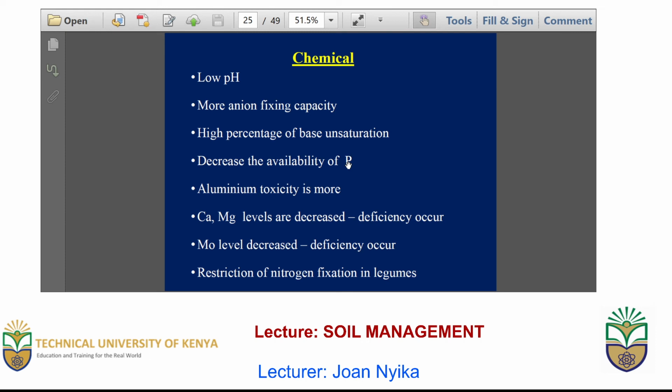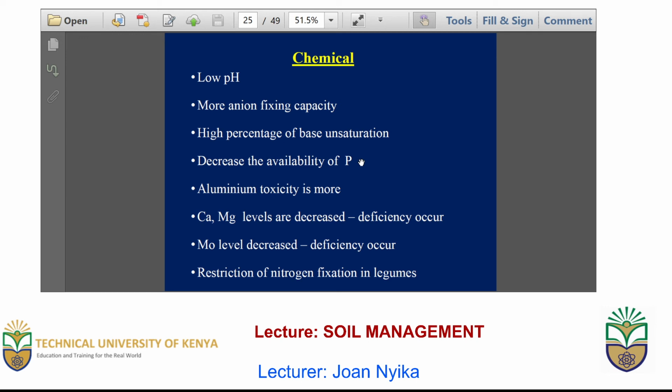There is also what we refer to as aluminum toxicity as a result of high acid soils. In this case, it happens as a result of fixation where aluminium and phosphorus combine to form aluminium phosphates that are insoluble, and hence they are there in high amounts, but they cannot be used because they cannot be accessed by plants.